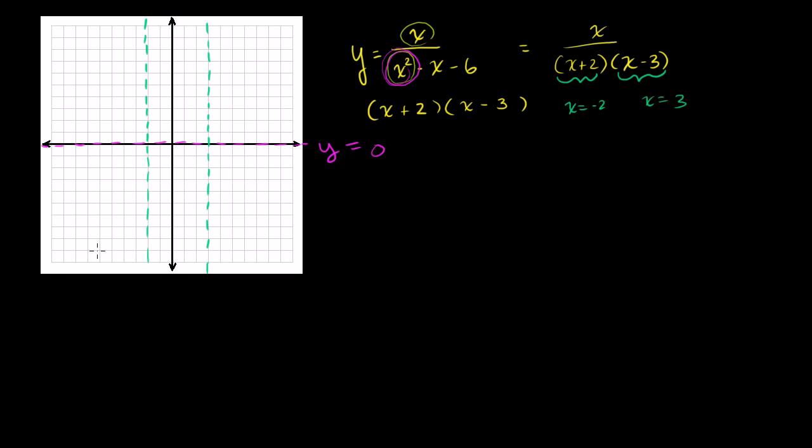Now, the last thing we want to do, now that we've drawn all of our asymptotes, is just try out some points. So let's draw a little table here.